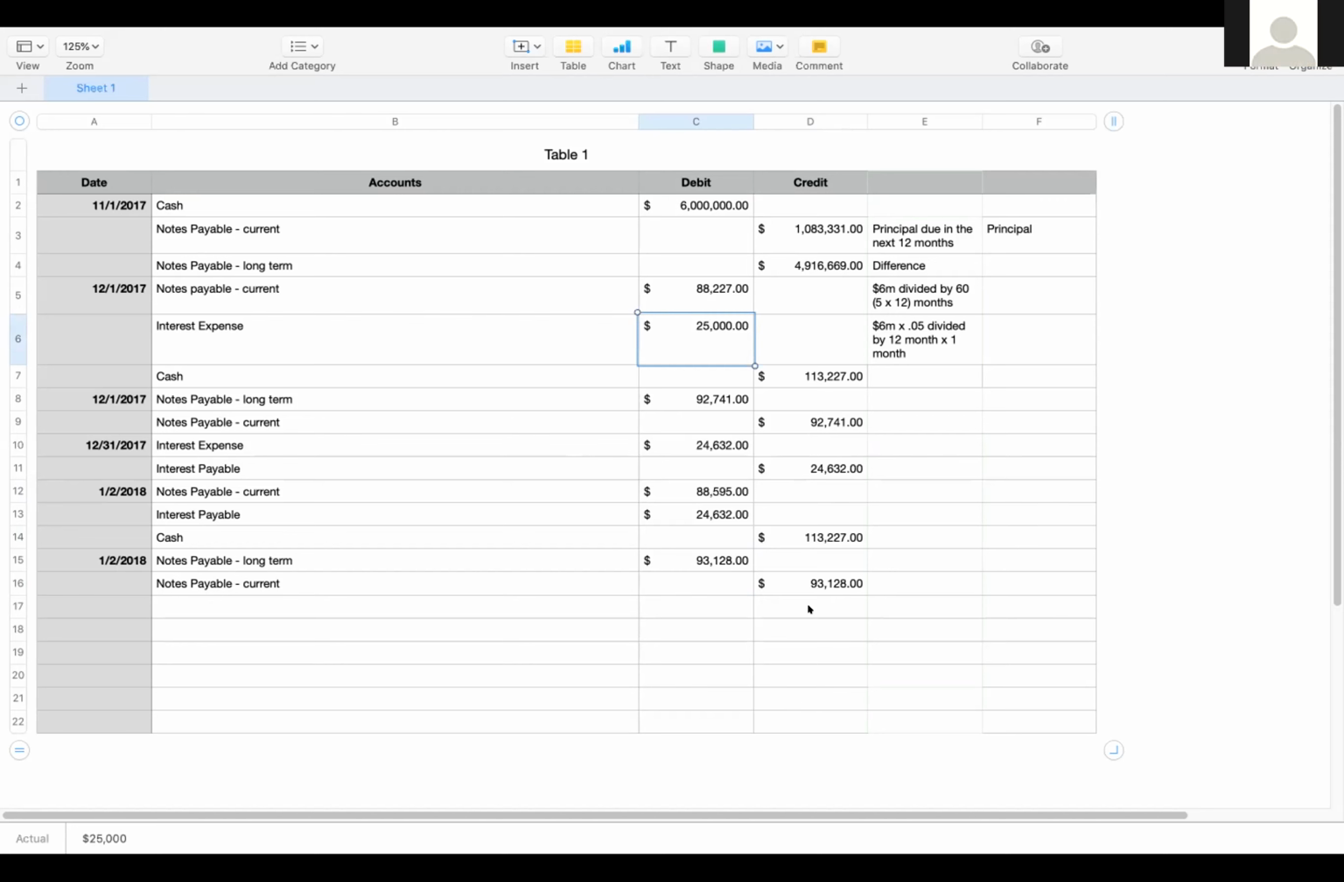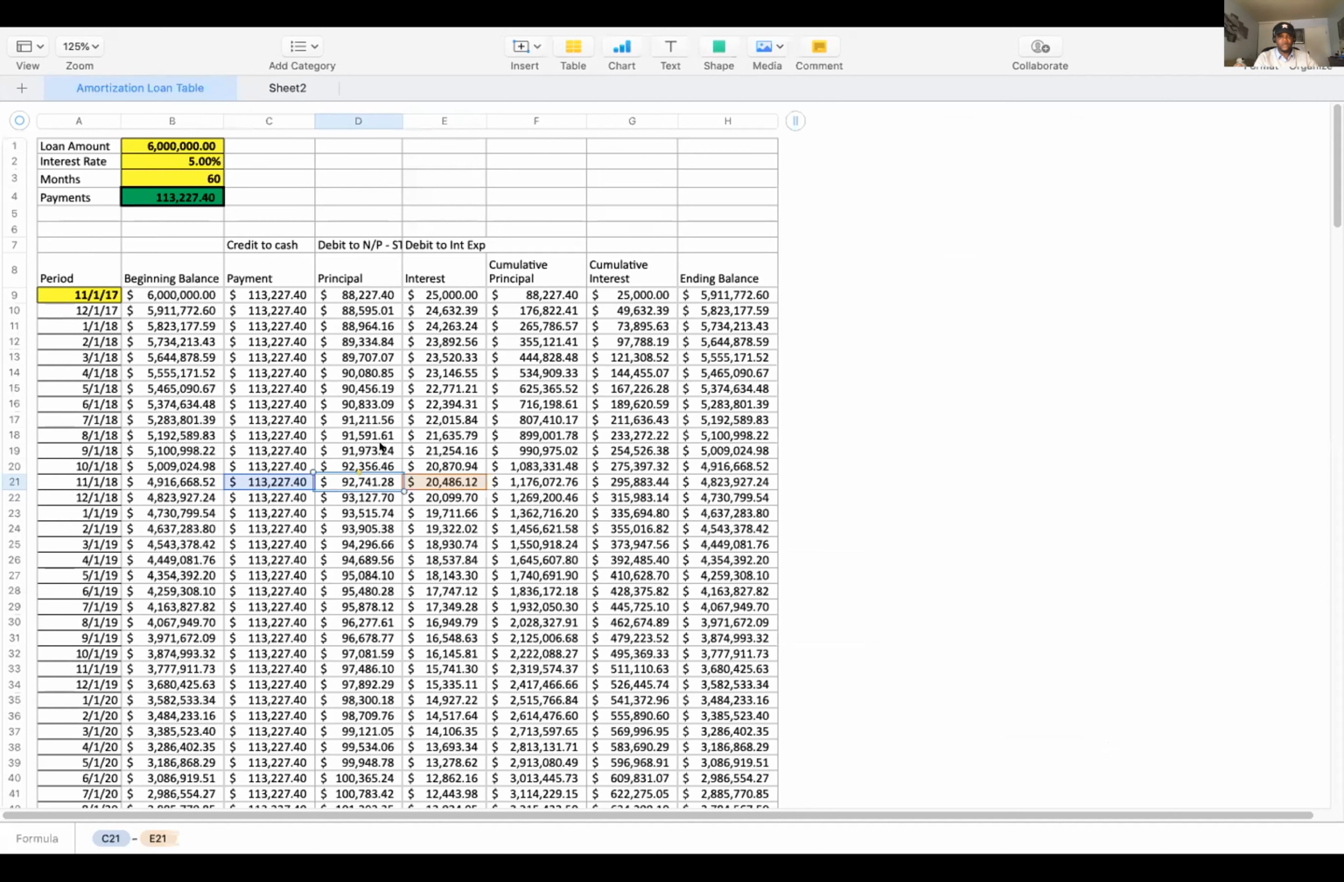Sorry, how did you get the 92,000 again? This number here? Yeah. So this 92 is coming from the amortization schedule. Okay. Which is right here. So you have to make 2 journal entries each time you make a payment. Is that correct too? Yes. Okay.